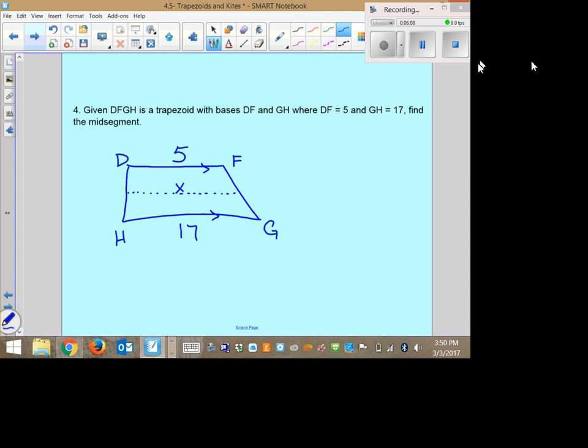On the first page of our notes, we could see that our equation, we take our 5 plus 17, divide it by 2. So we get 22 divided by 2. So we get x equals 11. So that's saying that this length right here is 11. And note that that length is going to be between the two bases.